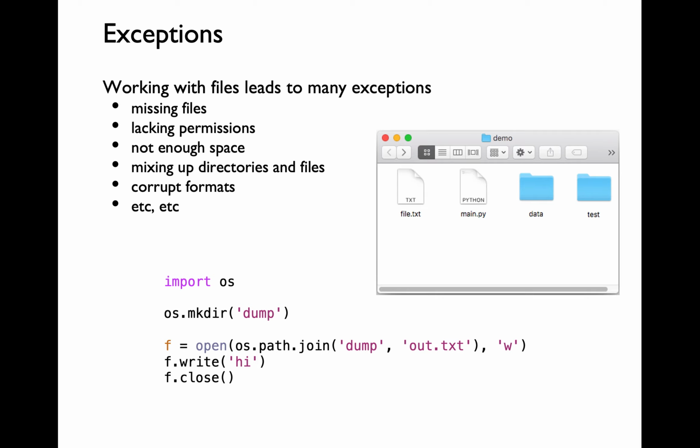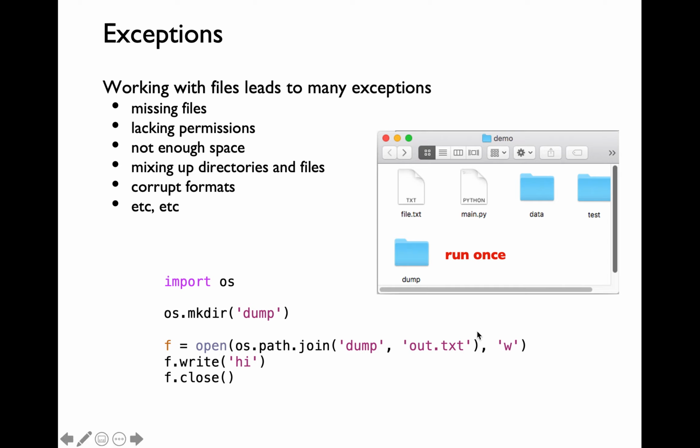Let's suppose we are running this script for the first time and assume that there is no dump directory previously available in the current working directory. Then you'll go ahead and create the dump directory, and if you have a brand new dump directory, then you're going to create a brand new out.txt file and you're going to add the content hi into that file.